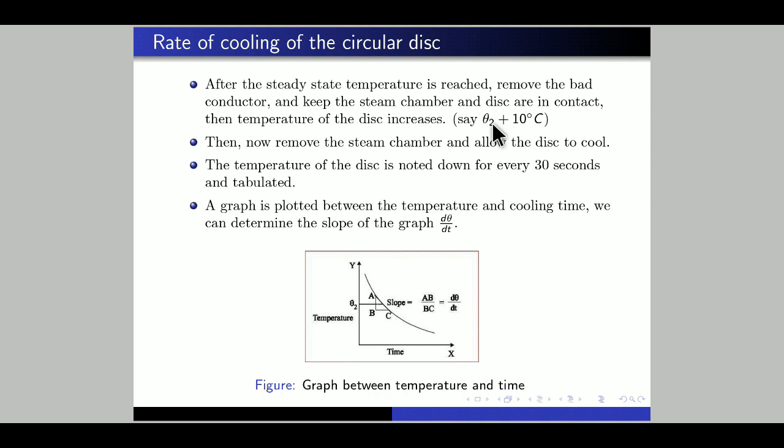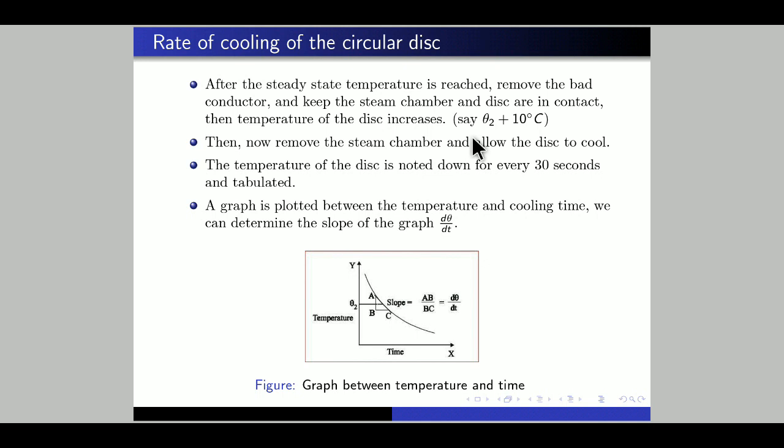Now allow them to rise in temperature, for example to theta 2 plus 10 degrees Celsius. It has to rise. Now remove the steam chamber. Only the apparatus now remains, with the Lees disk and the inserted thermometer theta T2, showing some temperature greater than theta 2 plus 10 degrees Celsius, right.